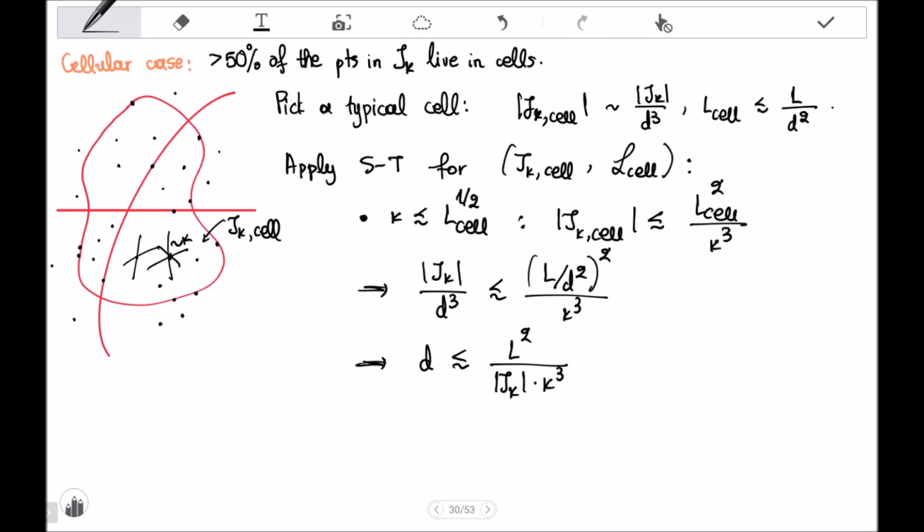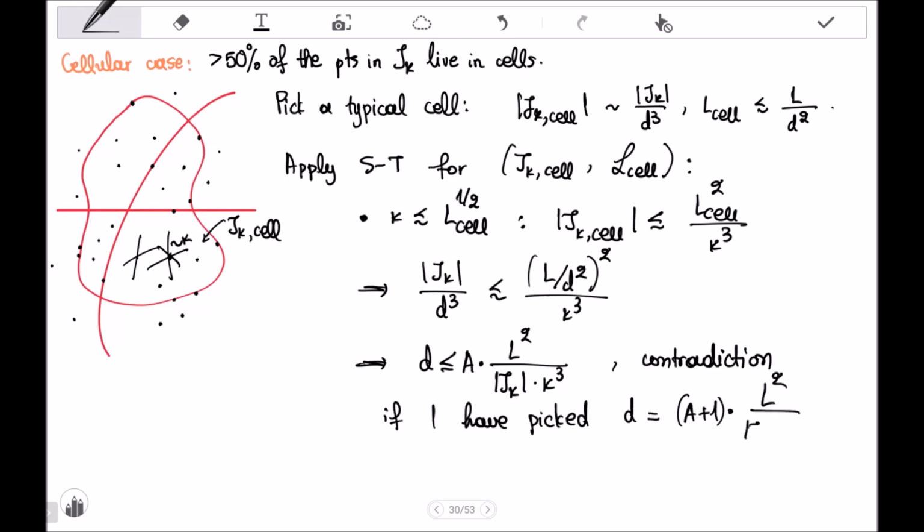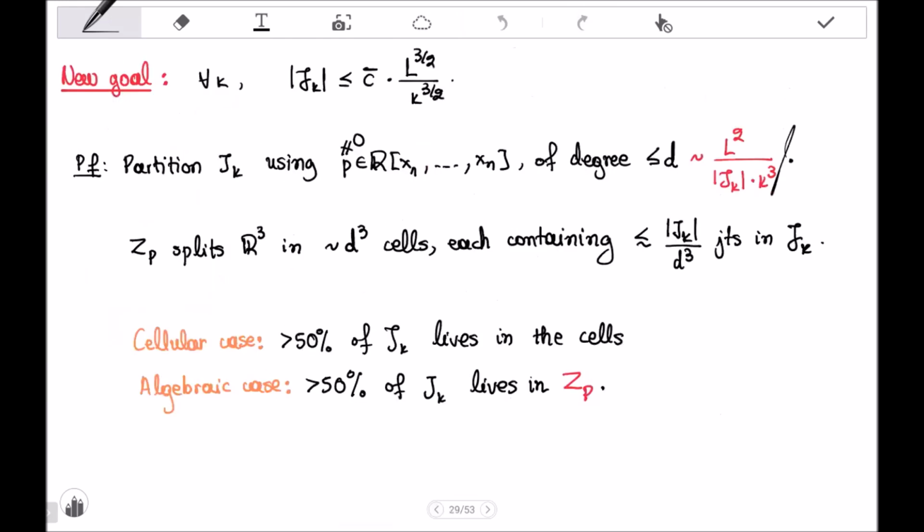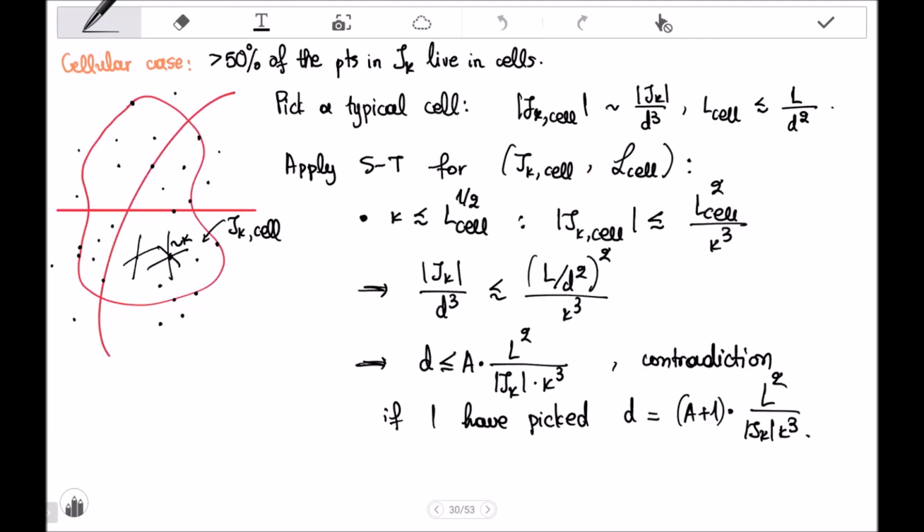So if I am in the cellular case indeed, it must have meant that the degree was at most a constant times this quantity. I will have picked a degree, just a bigger multiple of this, so that this is a contradiction. So this is a contradiction if I have picked degree equal to, say, a plus 1 times this quantity. And this means that if I have gone from the beginning and I have partitioned with such a degree, so that's the constant hiding here, a plus 1, I got a contradiction in the cellular case. The cellular case can't have been true. So the points were not clustering in the cells, they're clustering on the zero set.